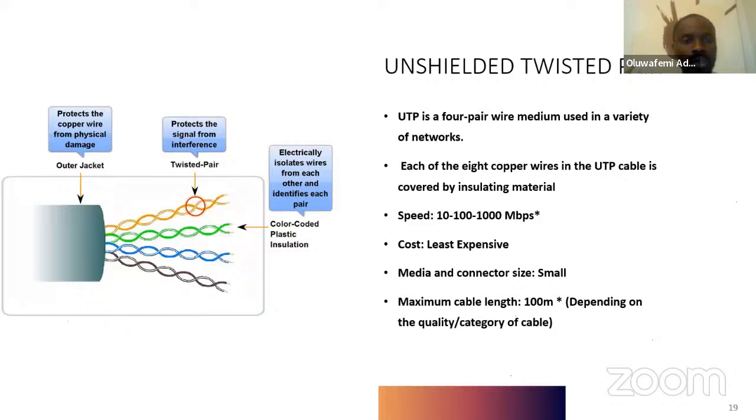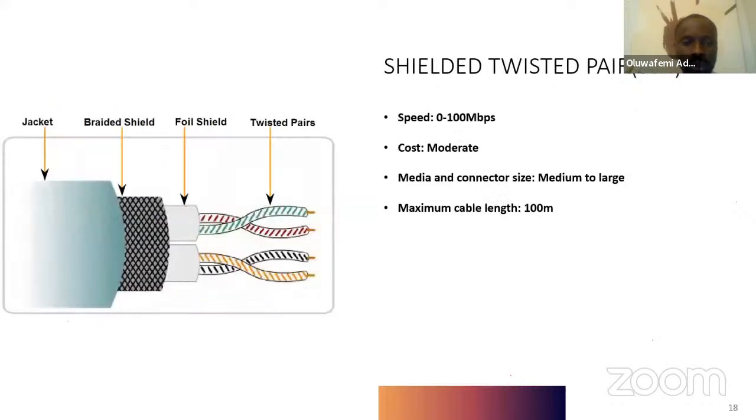They are copper. The difference between these two is that one is shielded, one is not shielded, right? But they are both copper, do you understand? And they are both twisted pairs. Now, the reason why they are twisted is because of the electromagnetic wave. And this is beyond your scope.